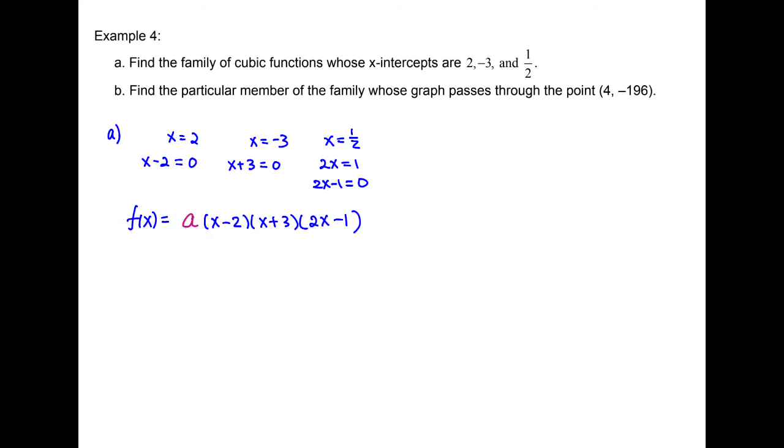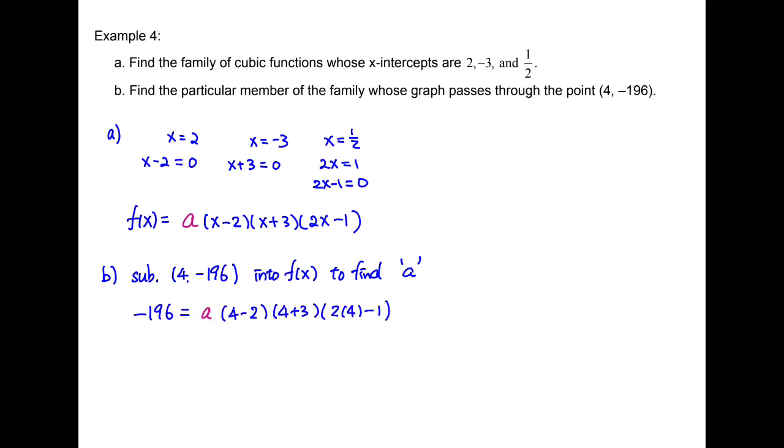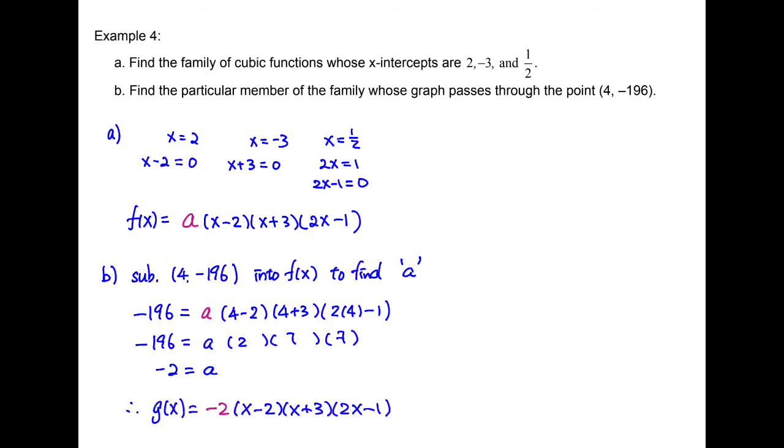Part B, we want to find a particular member of the family that passes through the point (4, -196). This means we want to find the unknown variable a. So we're going to substitute the point into the function f(x) to find the value of a. The y value will be -196, the x value will be 4. After we expand, simplify and solve for a, we get a equals -2. Therefore, the particular member, called g(x), equals -2 times x minus 2 times x plus 3 times 2x minus 1.